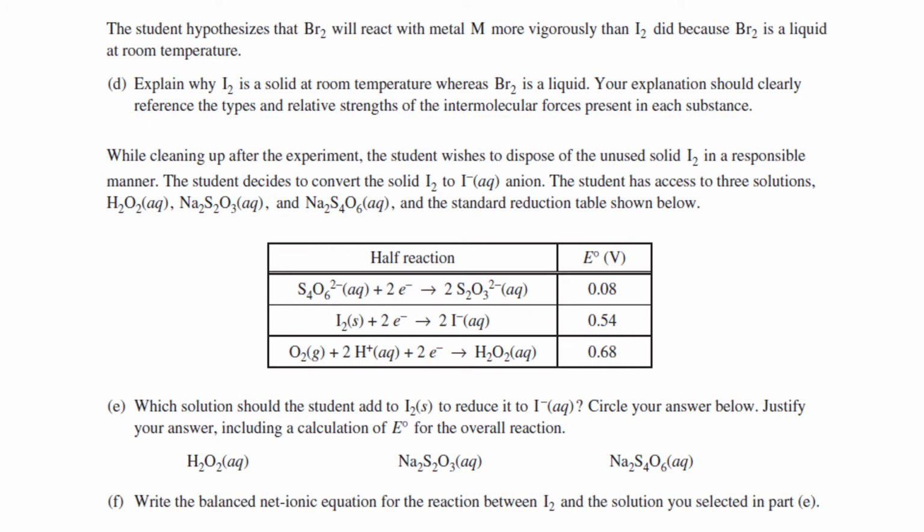These are the last two parts of the problem I couldn't fit. But they say that if I were to substitute bromine in for iodine, it will react with the metal more vigorously because bromine at its natural state is a liquid, whereas iodine is a solid. So D is they want to explain why iodine is a solid at room temperature when bromine is a liquid. And they give you some hints here. Always read that second part of the problem. They want you to say that your explanation clearly represents the types and relative strengths of the intermolecular forces present in each of the substances. So we need to keep that in mind.